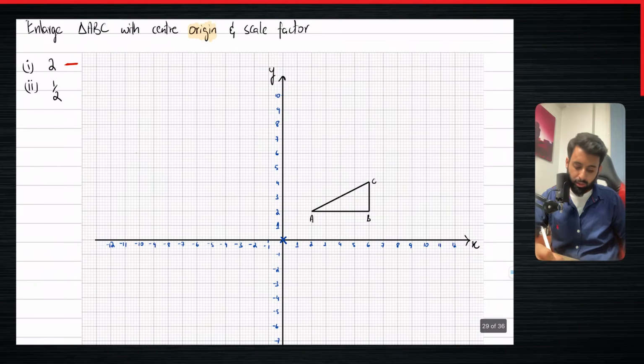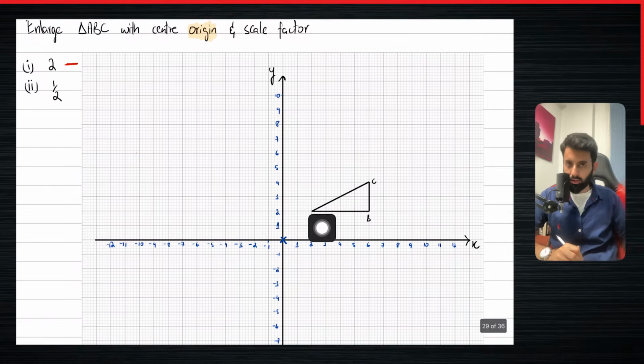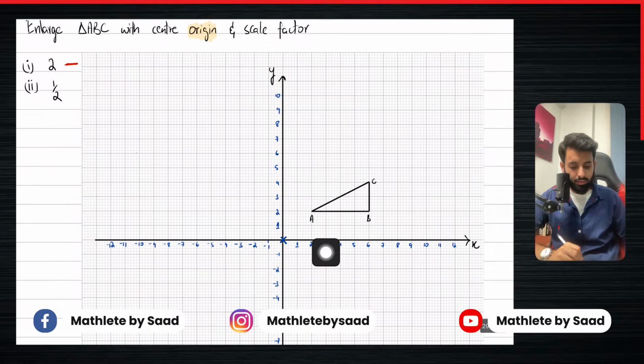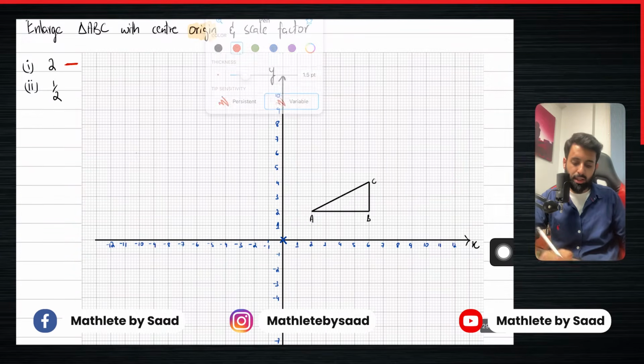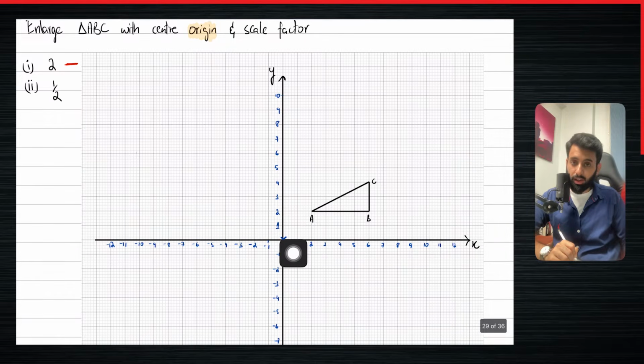I'll count one by one the distance of the object from the center in terms of left and right, up and down, or horizontal and vertical distance. If you look at A here, A is 2 units to the right and 2 units up from the center. When you enlarge this by scale factor 2, you end up doubling this distance. What does that mean? That means A prime, which is the image, will be 4 units to the right and 4 units up.